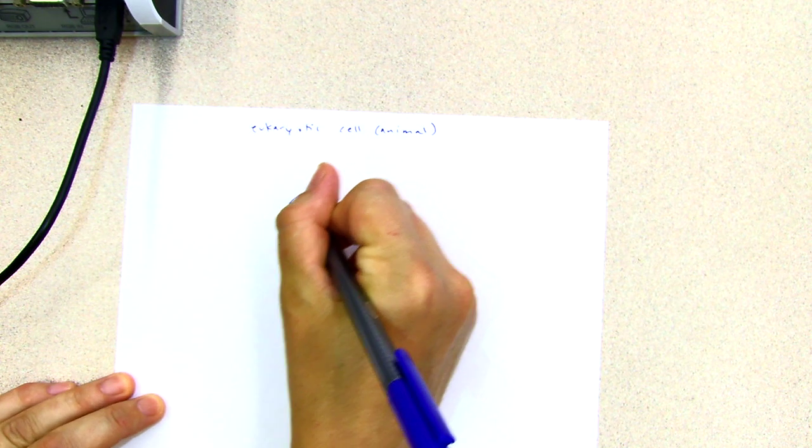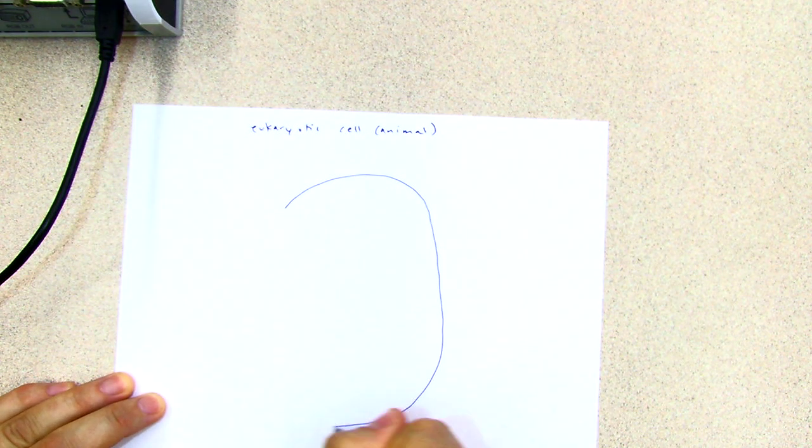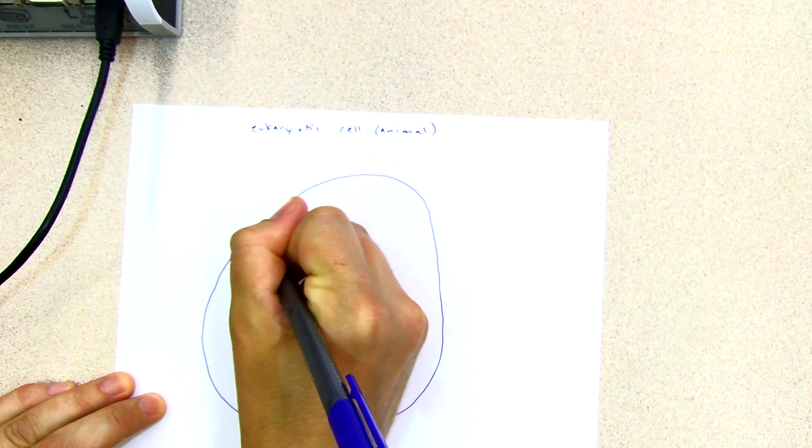Obviously, not every animal cell is the same. Your heart cells are different than your liver cells are different than your nerve cells. But this drawing is showing you the structures that are characteristic of animal cells. Because animal cells don't have a cell wall, I'm just going to draw kind of a circle shape. It doesn't have to be perfect.